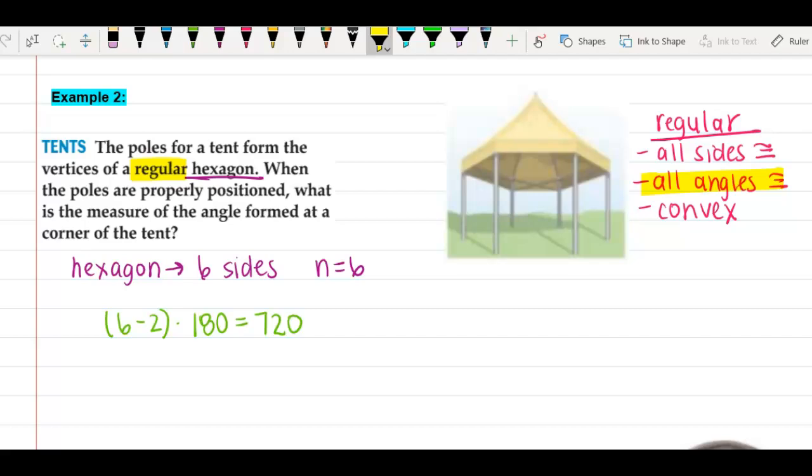So the big takeaway here is obviously that we need all of our angles to be congruent. So if all the angles are the same, then we can take our 720 and divide it by 6, and they'll all have the same measurement. So 720 divided by 6 is 120. So each angle should be 120 degrees.